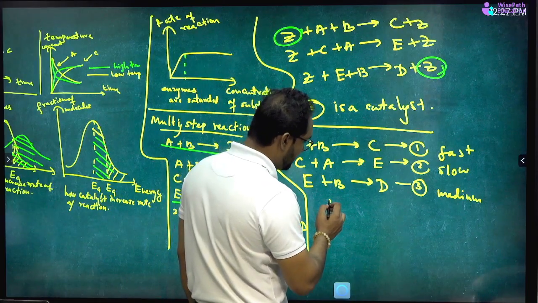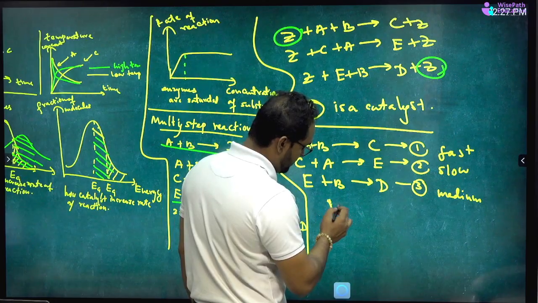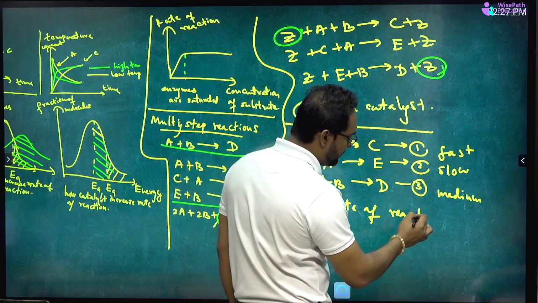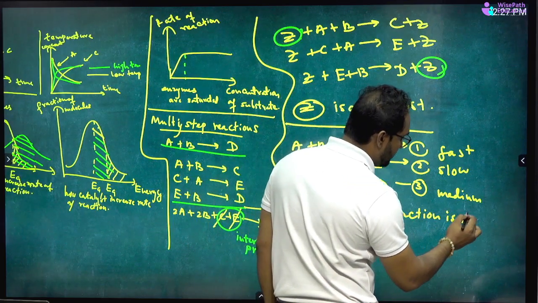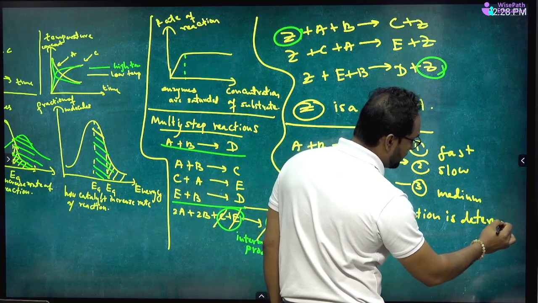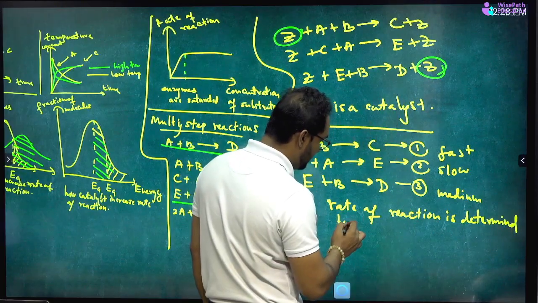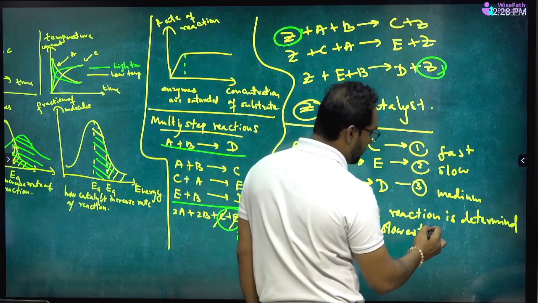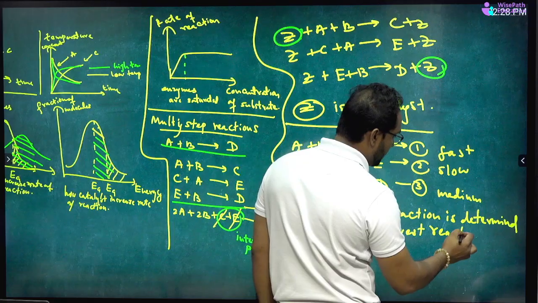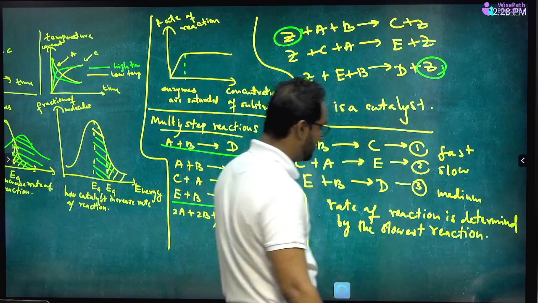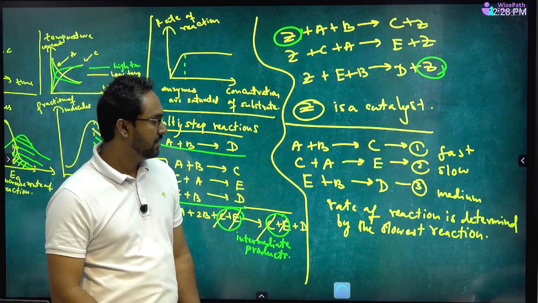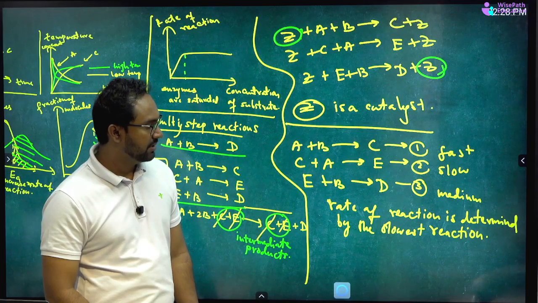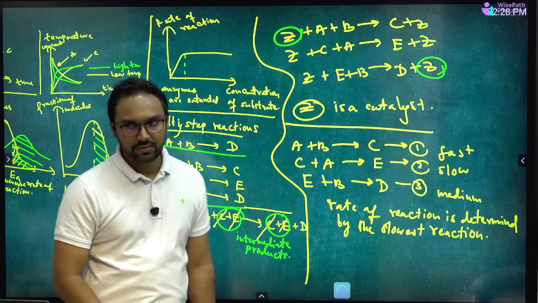So the rate of reaction, or the speed of reaction, is determined by the slowest reaction.